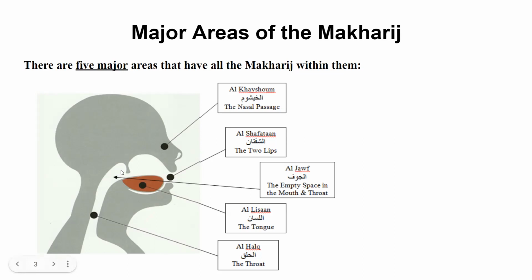Okay, so that space, basically when you eat, the food goes down from there. This is known as al-jawf, the empty space between the mouth and the throat. So this is the third major area.